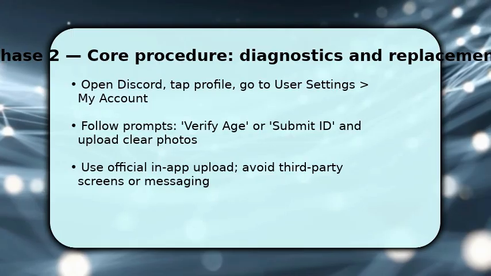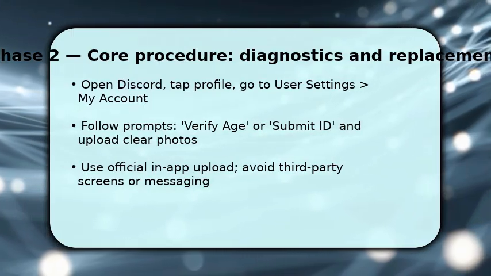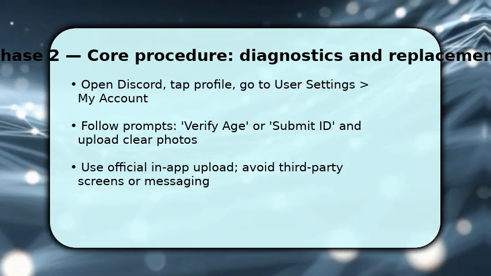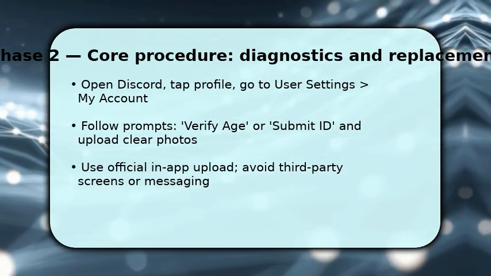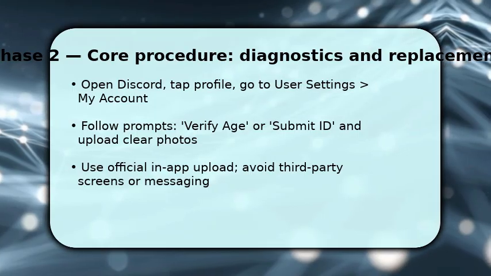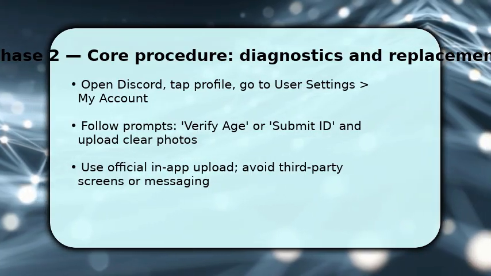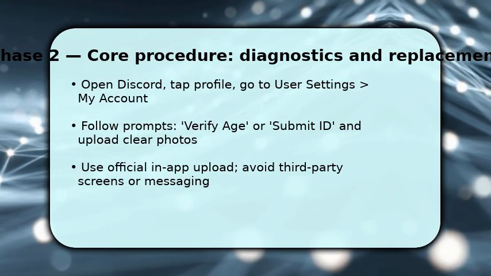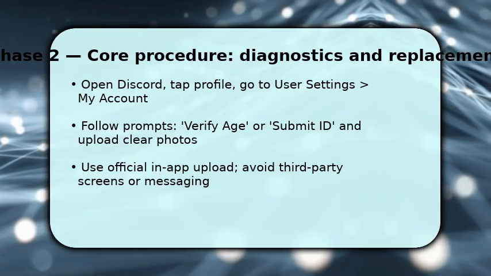You'll now run the in-app verification. Go to User Settings and choose the Age Verification or Submit ID option. Follow each prompt exactly and upload clear photos of the front and back of your ID. Once uploaded, include any requested selfie for liveness checks. This helps automated systems match you faster.